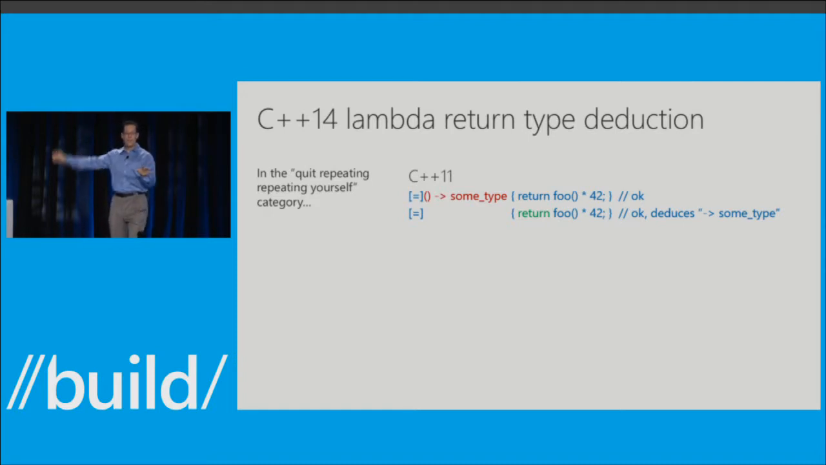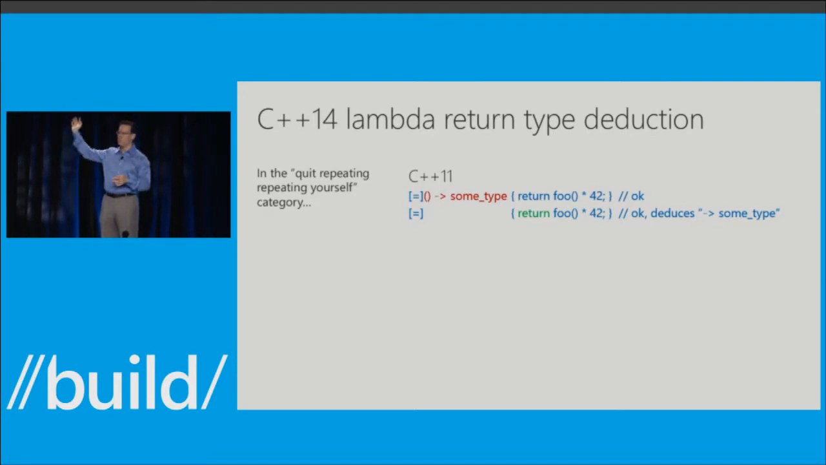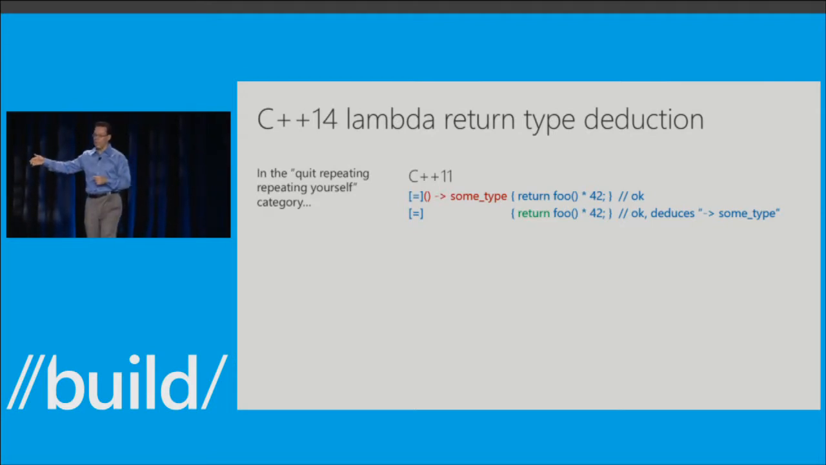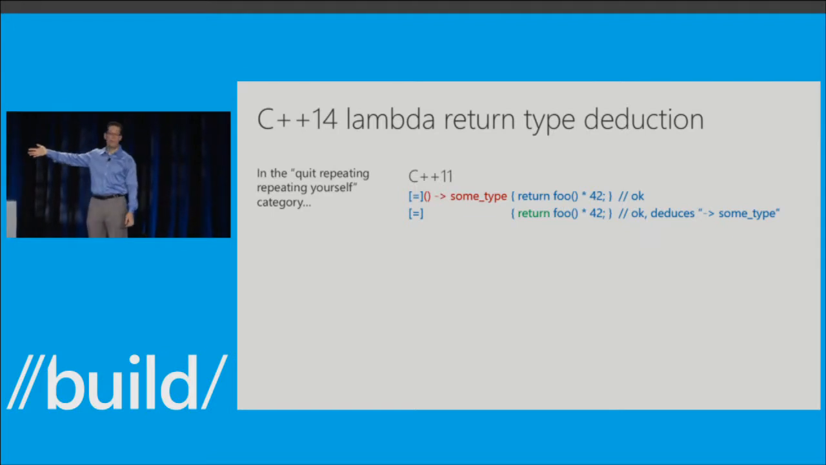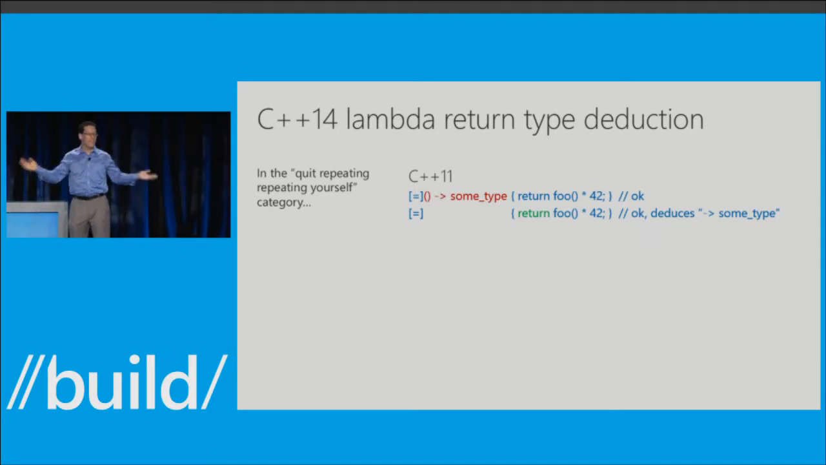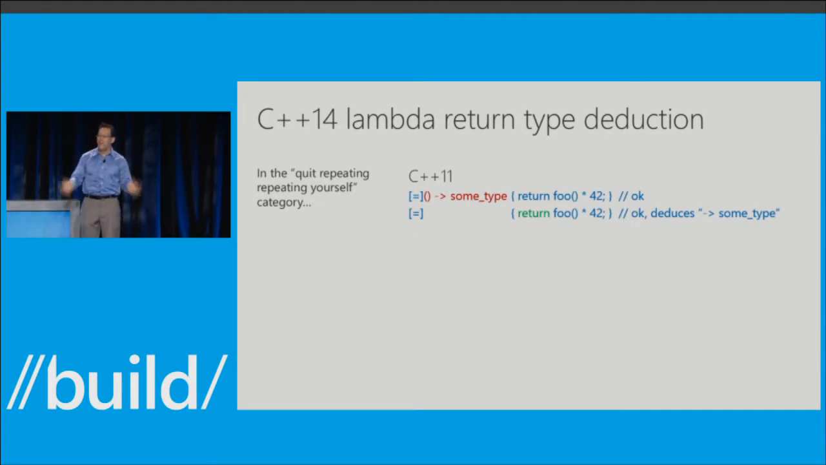In C++11, you could write either of these lines, and they mean exactly the same thing, assuming some type is the type of the expression. But you don't have to spell out the type of the expression. We'll just deduce it for you. This is a cool, wonderful feature. Everybody loves it. And then they find out it only works if the body of the lambda is a single return statement. How many of you have enjoyed that?